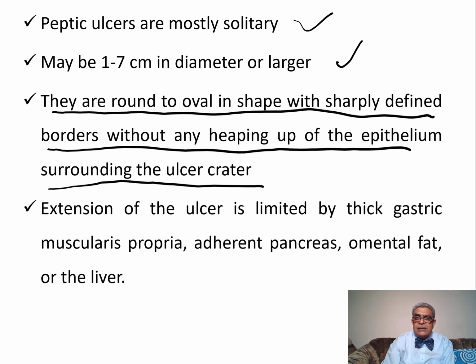Extension of the ulcer is limited by the thick gastric muscularis propria, though it may adhere to the pancreas, omental fat, or the liver. As I told you, there is no heaping up of the epithelium, which means the mucosa is at the same level but may overhang the base, particularly on the proximal side, whereas in a malignant ulcer the margins are heaped up.